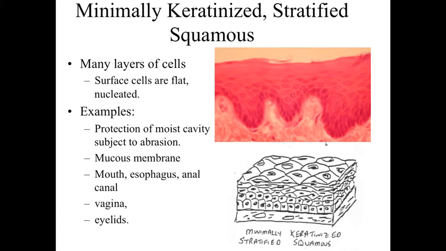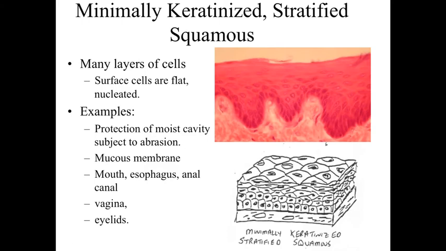So what this means is that we can find a minimally keratinized stratified squamous epithelium in regions of the body where we basically have a moist cavity that's going to be subject to abrasion. So we need lots of cell layers so that we don't damage all the way through the epithelium and damage the underlying tissues. The minimally keratinized stratified squamous epithelium is often referred to as a mucous membrane.